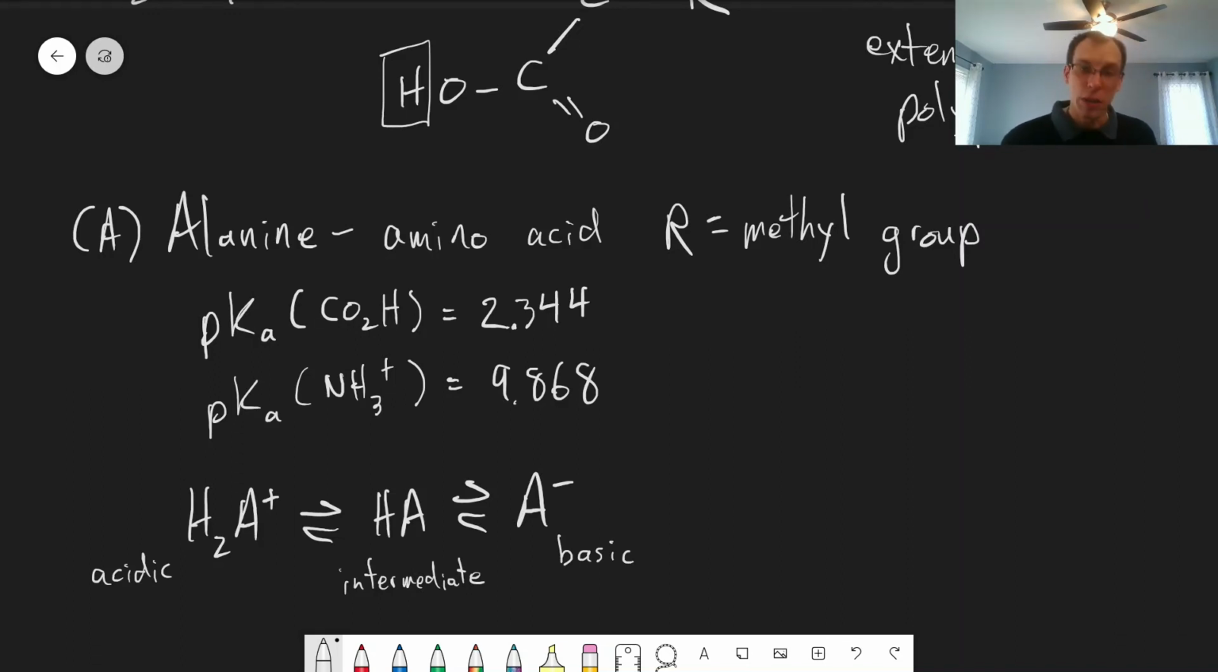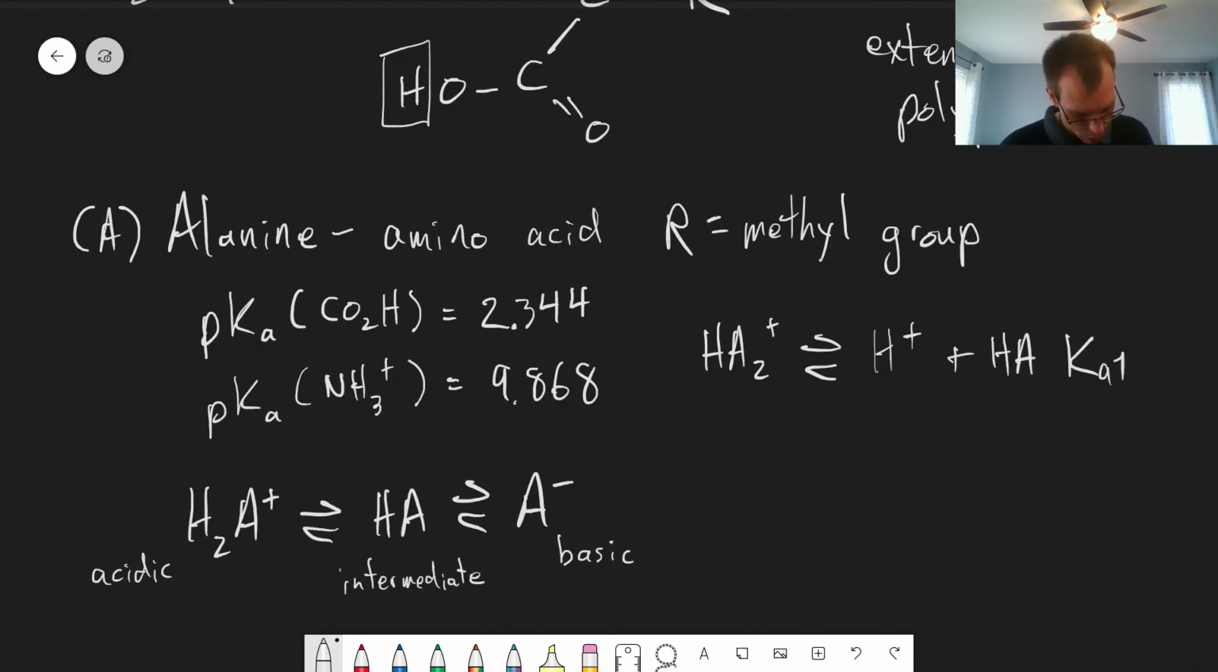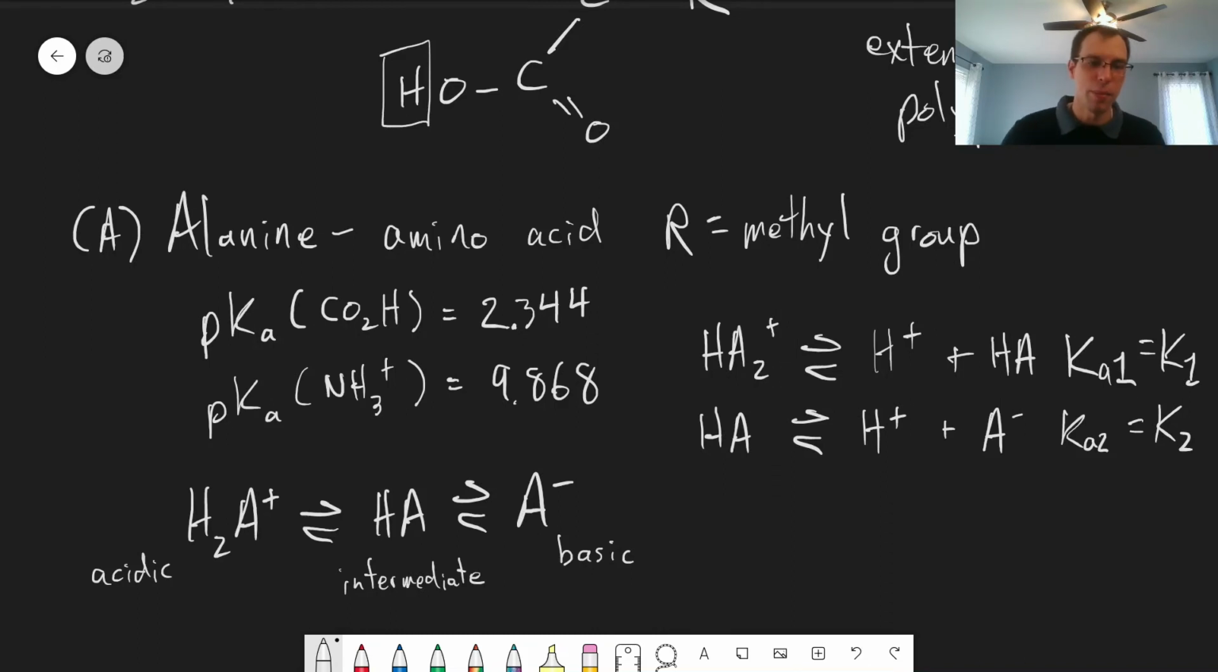And if we want to write out the equilibria that are going on here, we can write out a Ka and a Kb value for each of these. So if we have H2A+, that will be in equilibrium with H+ plus HA, and that is our Ka1. That's the convention that we use here, or sometimes we'll just write K1. And then HA can subsequently also have its own Ka value, giving H+ plus A-, and that's Ka2 or K2. That's the numbering convention we use for this.